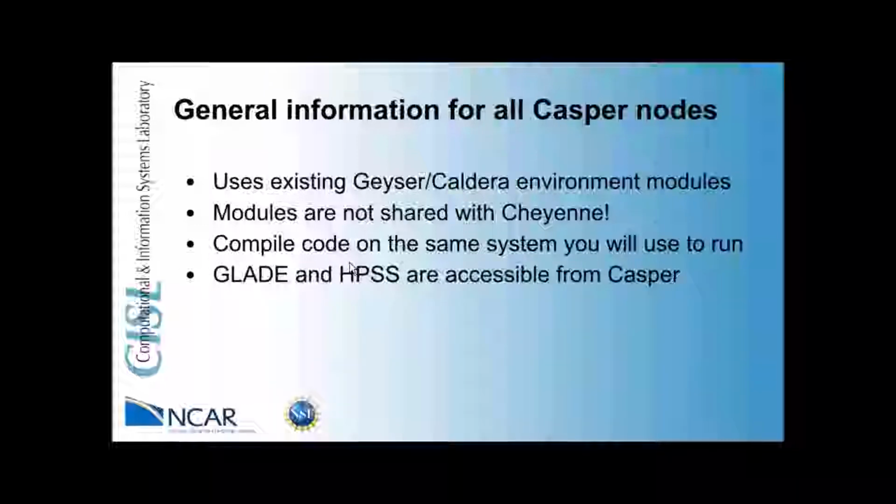And just like the other DAV machines, both Glade and the tape archive are accessible from Casper, as well as the campaign storage through the Globus command line interface. So all of our main storage platforms are accessible on these nodes.